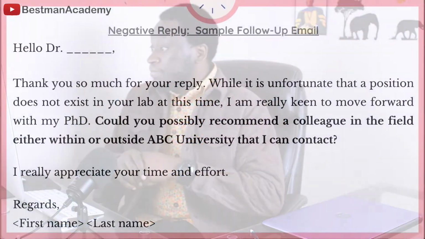That means you actually got a reply, but that person says, sorry, I have no spot for you, or I can't do this for you, whatever the case might be. But I'm going to show you an example of a follow-up email when you get a negative reply. And like I said, this is tailored towards a grad school request for mentorship or funding.